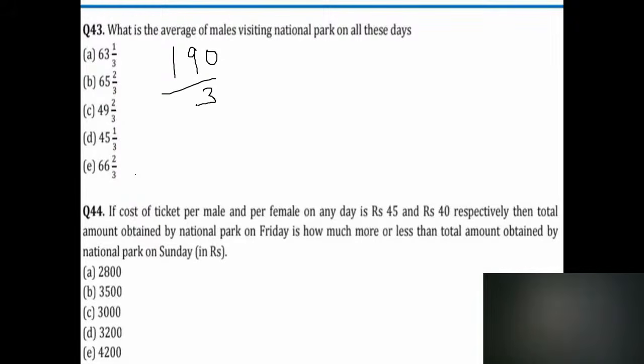Can anyone tell what is the answer? Final answer, average of all those. 63 1 by 3 is the correct answer. Yes, option A. 63 1 by 3 is the correct answer. Okay, next one. Last question in that set. After that, we can move to the other DI. Last one, 44th one.